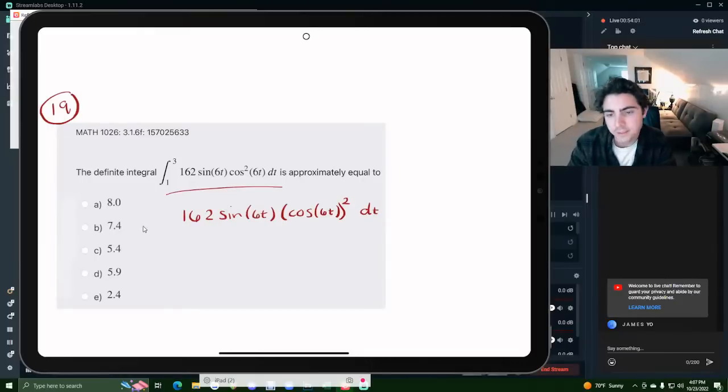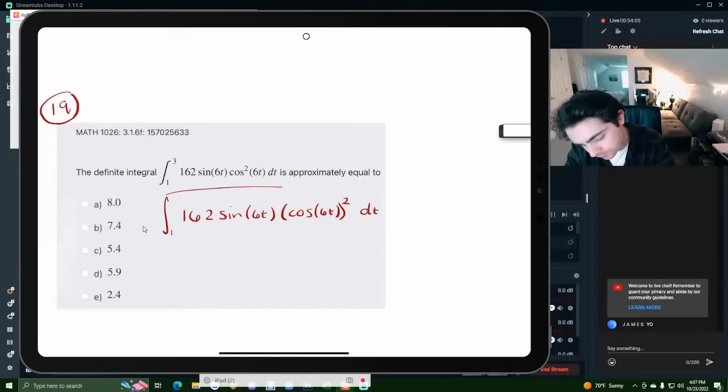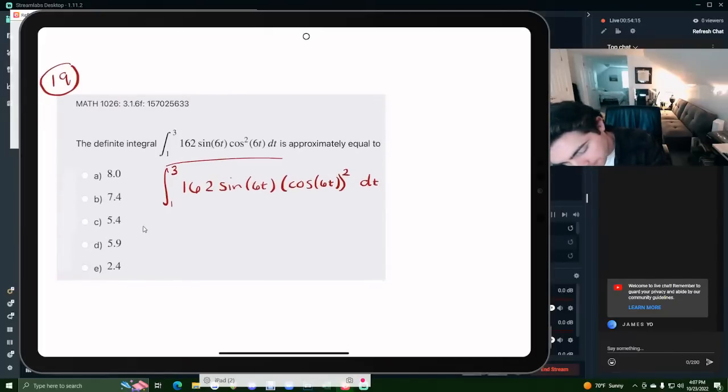So rewriting it like this, I think, helps get the visual of the cosine rather than the sine being acted upon by this outer power of 2. The outer power, that's fun, right? All right, so now we can pick our u because we know it's just the inside stuff.